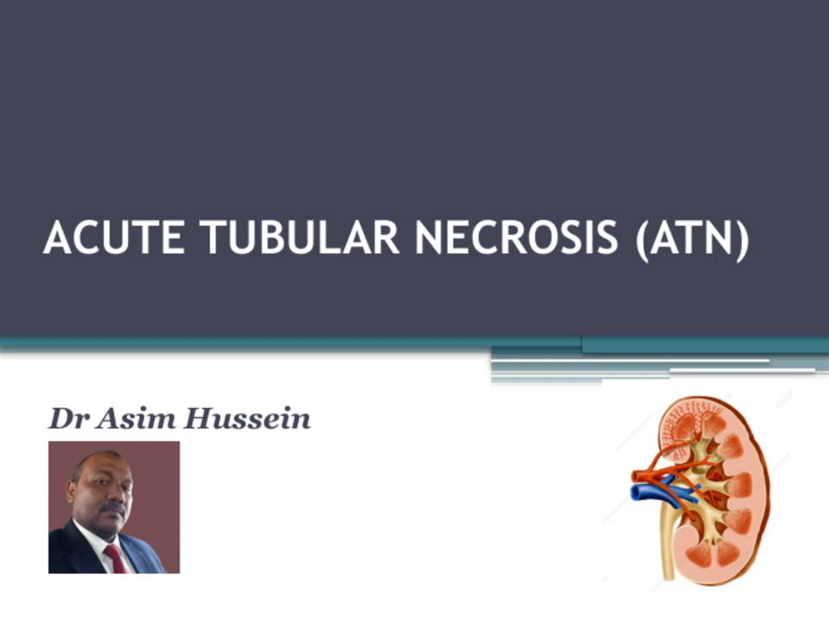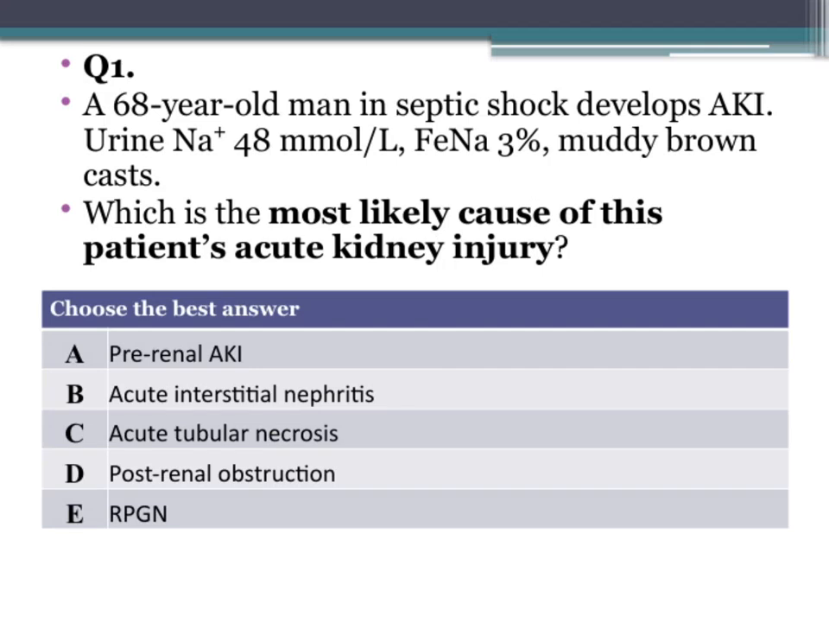Let's get started. All right, let's examine this case carefully. We have a 68-year-old man in septic shock who develops acute kidney injury. Now, septic shock often leads to hypoperfusion of the kidneys, which can cause different types of AKI. Looking at the urine findings, the urine sodium is 48 mmol per liter, which is relatively high, and the fractional excretion of sodium, FeNa, is 3%.